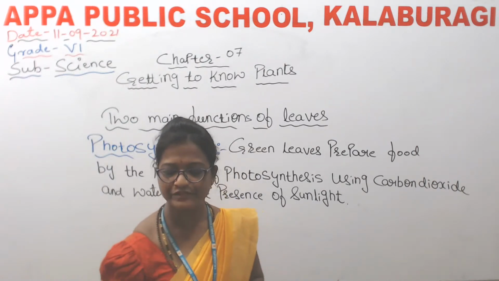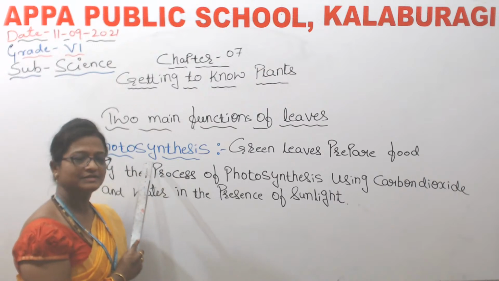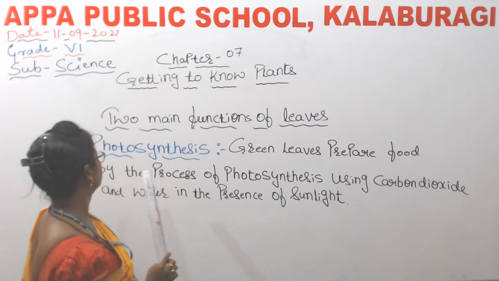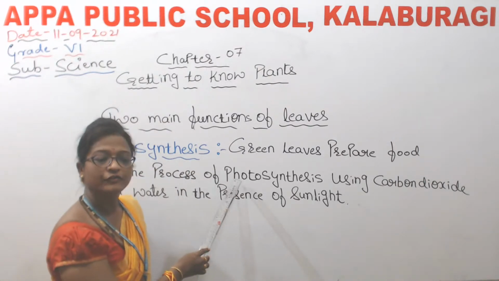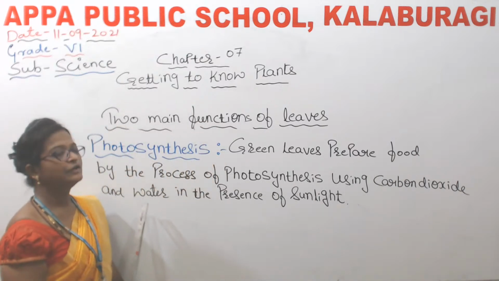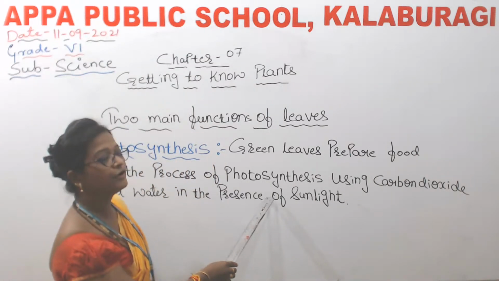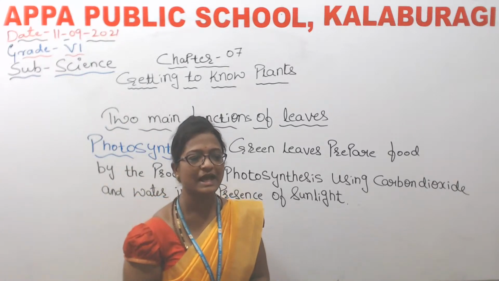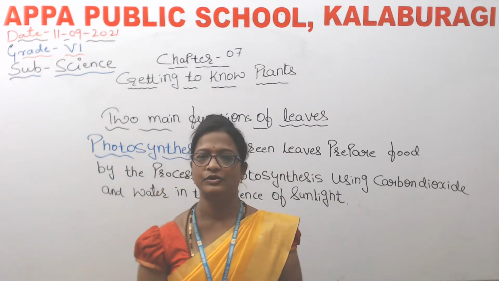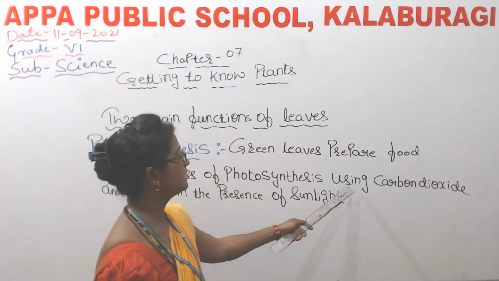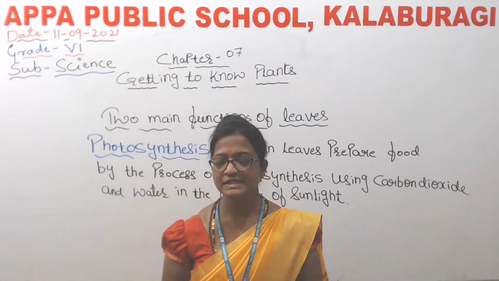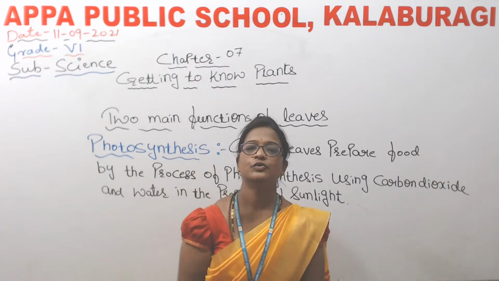So once again I'll repeat, children. Here photosynthesis means green leaves prepare food by the process of photosynthesis using carbon dioxide and water in the presence of sunlight. So this is known as photosynthesis, where the leaves prepare their food using carbon dioxide and water in the presence of sunlight.